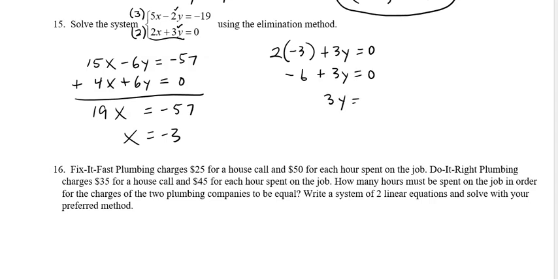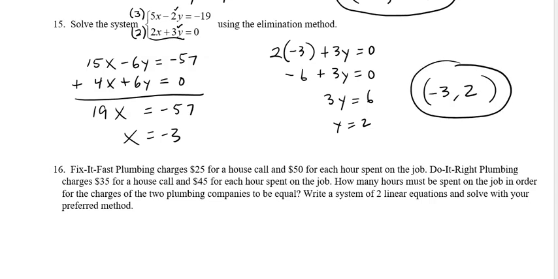Add 6 to both sides. Divide by 3. And my final answer as an ordered pair is x is -3, y is 2.